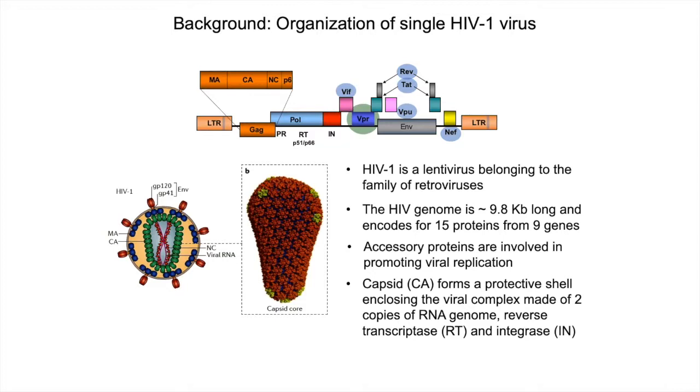A mature virus looks something like this, where you have the envelope on the outside, you have matrix on the inside, then you have capsid, and inside the capsid is your viral replication complex. Together, the viral replication complex and the capsid are called the viral core.